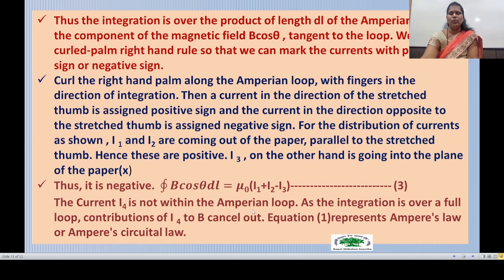As the integration is over a full loop, the contribution of I4 cancels out. So equation 1 represents Ampere's circuital law. Here we use the right-hand rule. With the fingers curled in the direction of the integration, current in the direction of the stretched thumb is assigned a positive sign, and current in the direction opposite to the stretched thumb is assigned a negative sign. So only 3 currents are inside this Amperian loop, and I4 is not inside the Amperian loop, so I4 cancels out.